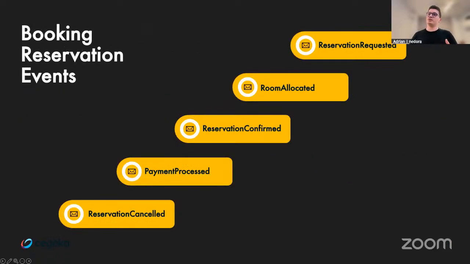We have introduced a limited number of events because we can't go that broad. So let's see some key events in the booking flow. We have reservation requested, which is what happens when a user asks to book a room. Then room allocated, when the system picks a specific room to be used for that reservation. Reservation confirmed, when the reservation is officially confirmed. Payment processed, when payment succeeds, and reservation canceled, when the user or the system cancels the reservation.